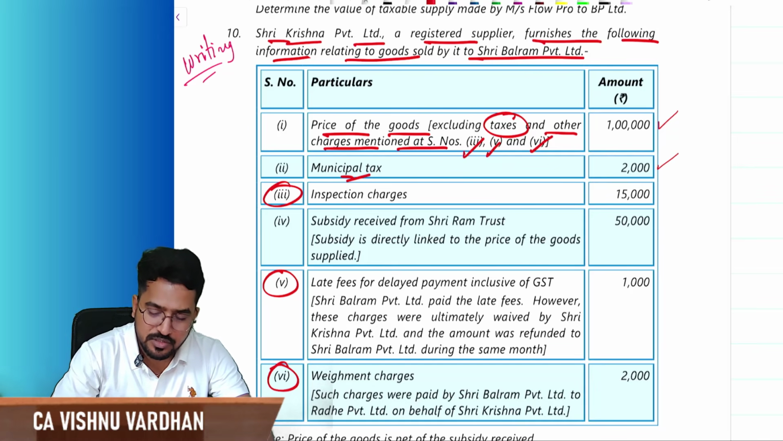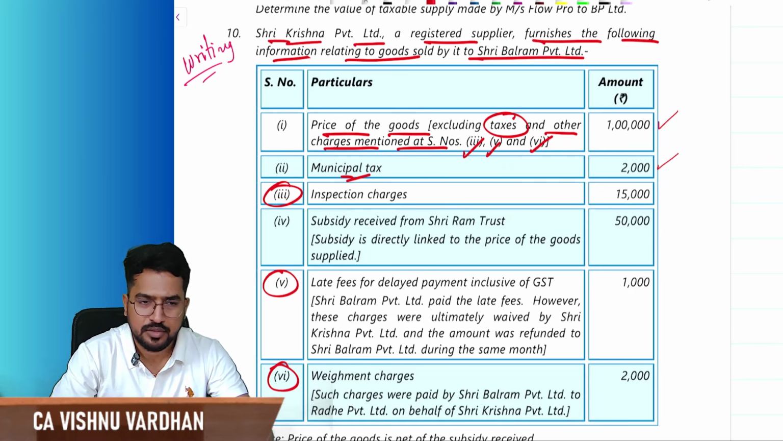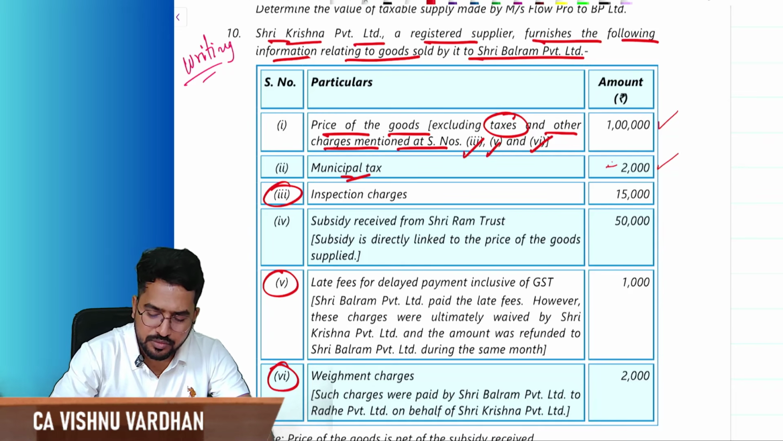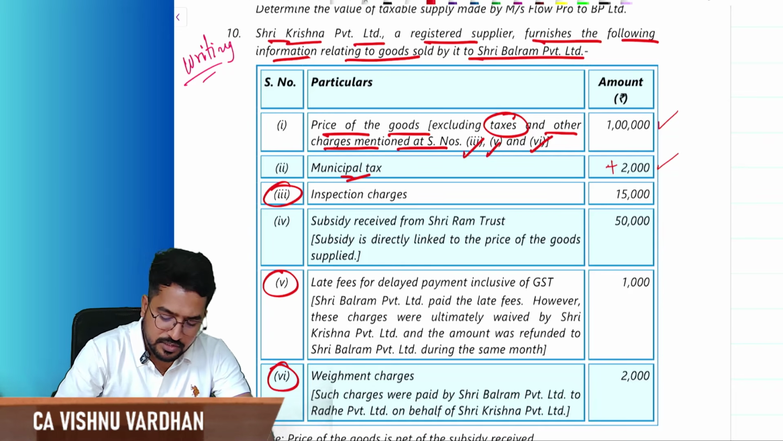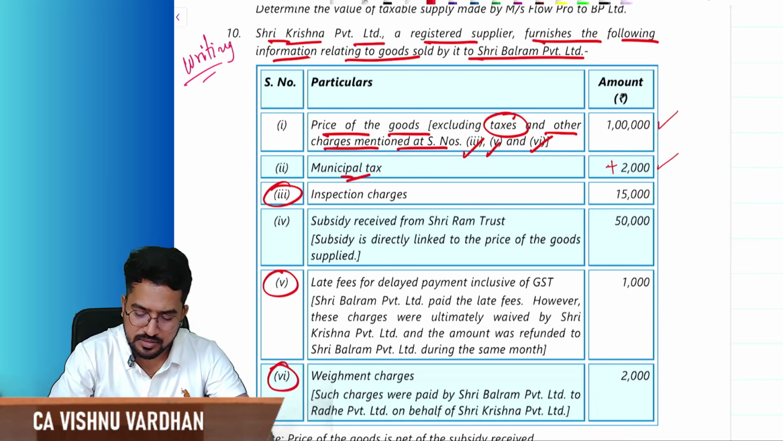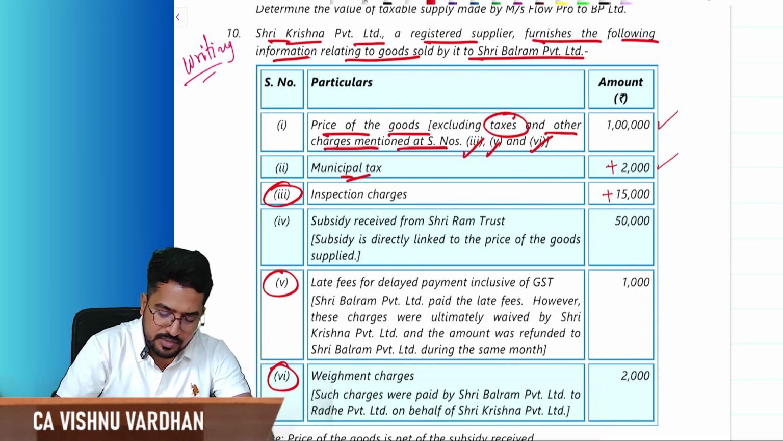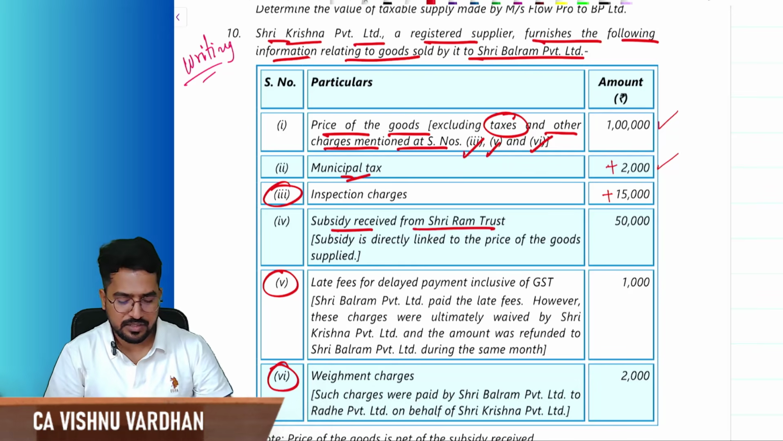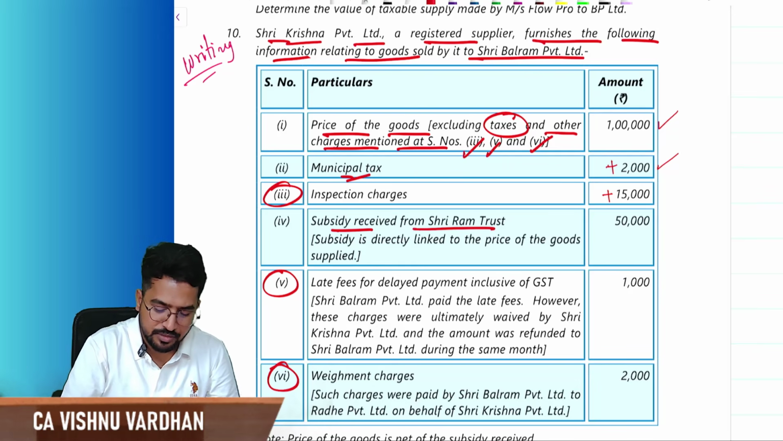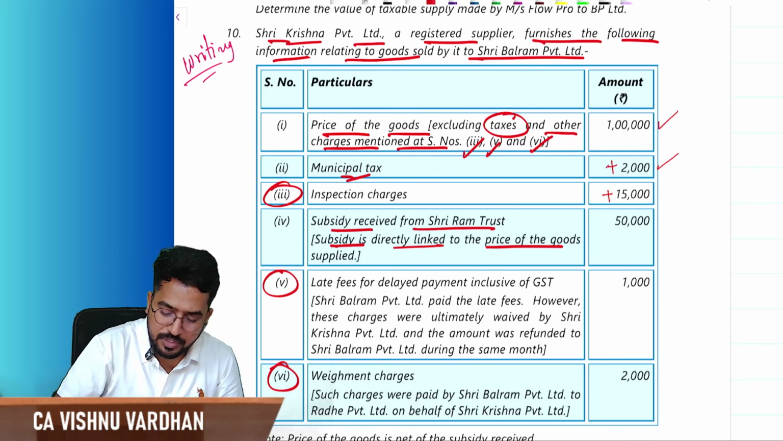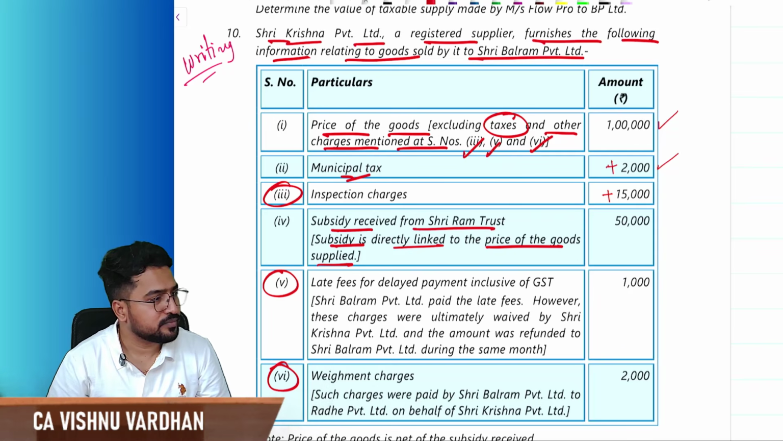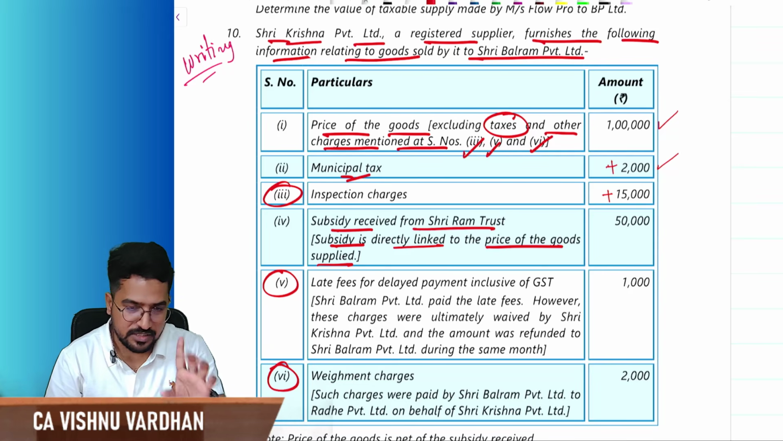Excluding taxes means this is also not included. Municipal tax is not GST, not TCS. So what will you do? Add it. Inspection charges, incidental expenses: yes, we will add. Subsidy received from Sriram Trust Limited. Subsidy is directly linked to the price of the goods supplied. Then this is 50,000, directly linked to the price at number 1.